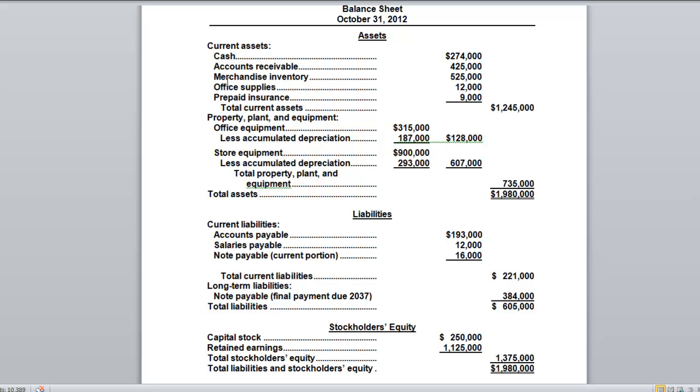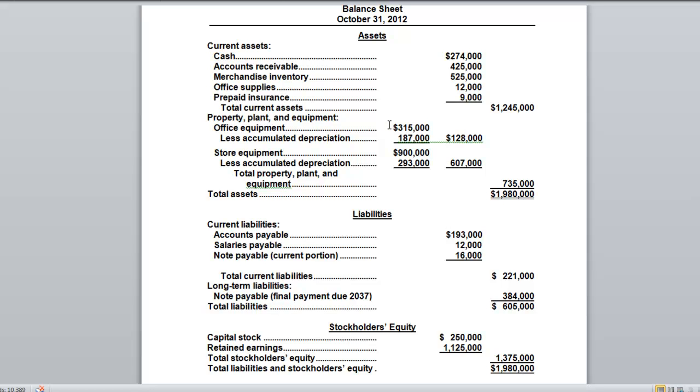These are our total current assets, okay? Next, we have our property, plant, and equipment. We have our accumulated depreciation that's related to the equipment, and we have the accumulated depreciation that's also related to the store equipment. Sorry, this is office equipment and this is store equipment. And remember, this number here is our book value for these assets.